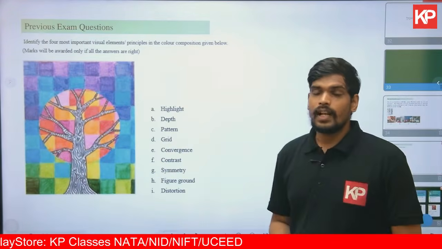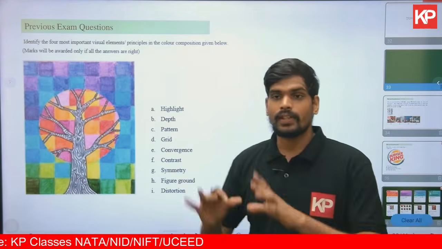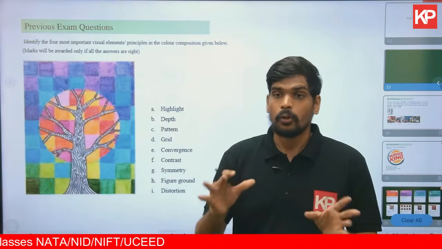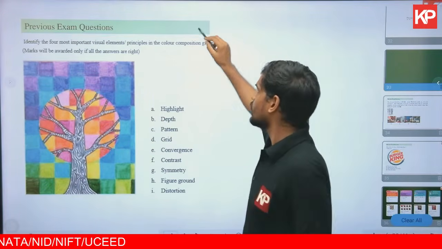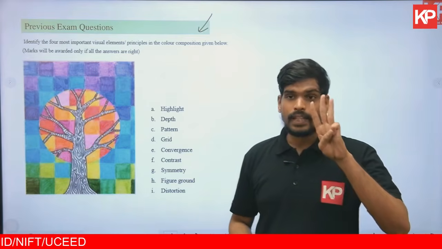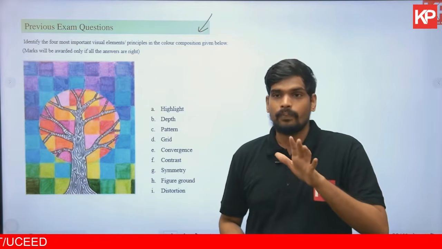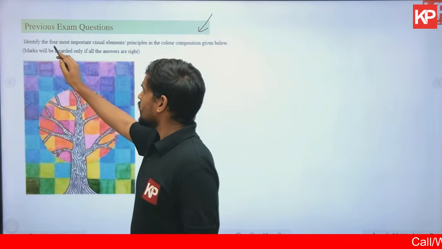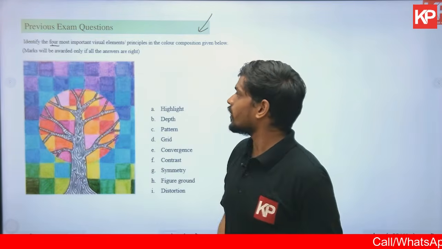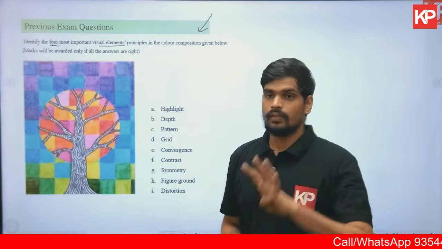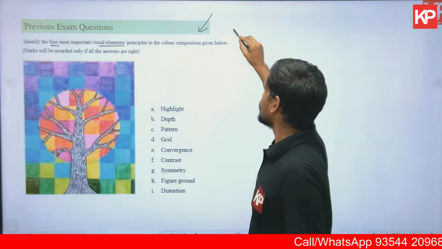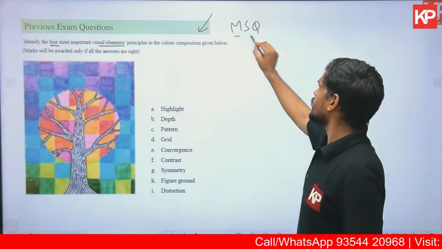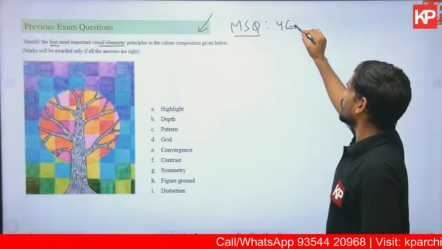This one is a previous NATA question. I already showed you this question briefly in the introduction to show you what type of questions can be asked in the paper. This is a previous NATA question asked for 3 marks. 3 mark questions are the highest weightage questions in the NATA paper, right? The question is, identify 4 most important visual elements of principles. This is a multiple select question where you have to select 4 correct answers.